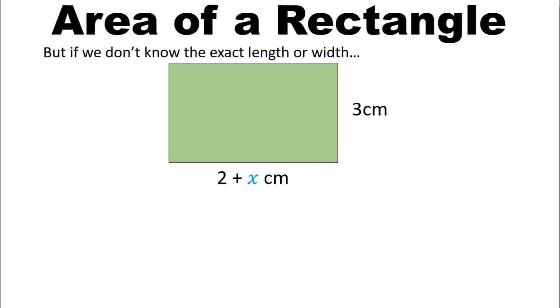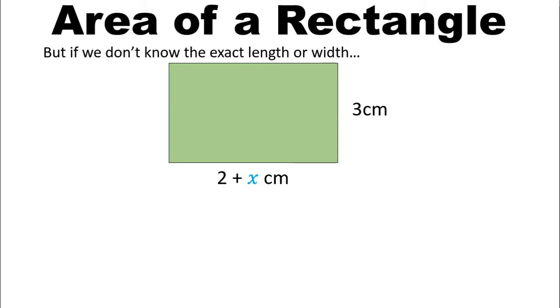Let's move on to an algebraic example now, where we don't know some value. In this rectangle, I can see that the width is 3 centimeters, but the length is 2 plus x centimeters. Suppose I didn't have a long enough ruler to measure the full length of this rectangle, so I used some other unit. Maybe I just used my hand and saw that it was 2 centimeters more than the length of my hand. Or maybe I used a book and I said this is 2 centimeters more than the length of the book. But I don't know what the length of x is.